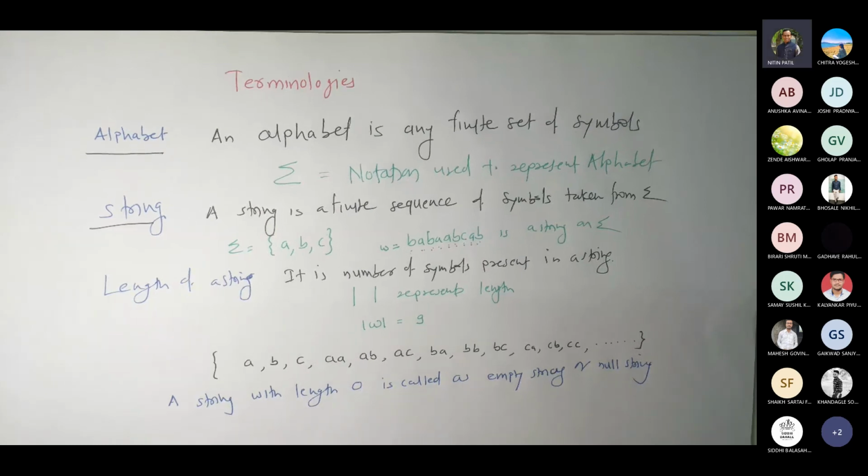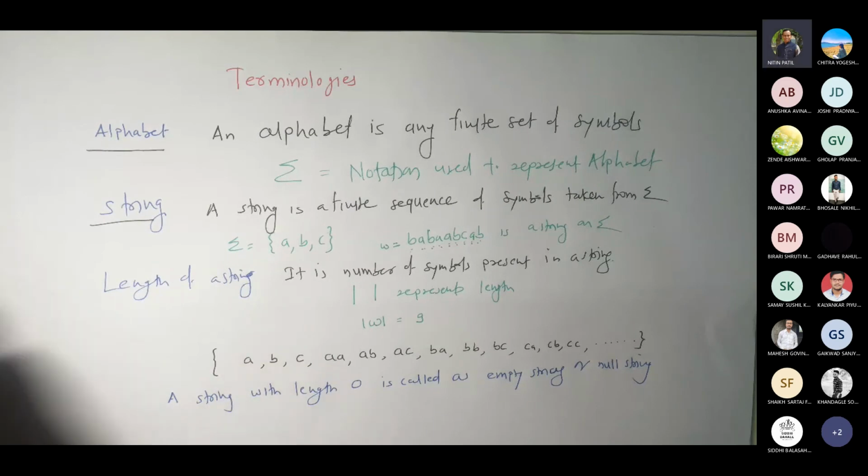Fine. Empty string or null string. Then if I am having some word with length 0, how should I specify it here? Because I can represent it when it is 1, when it is 2. But how about the case where length is 0? How exactly am I going to represent this then?